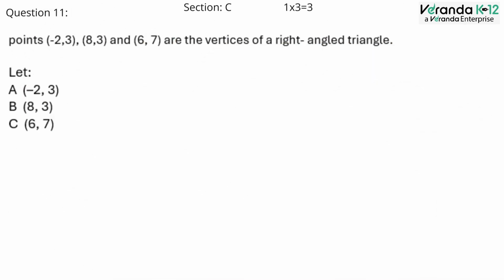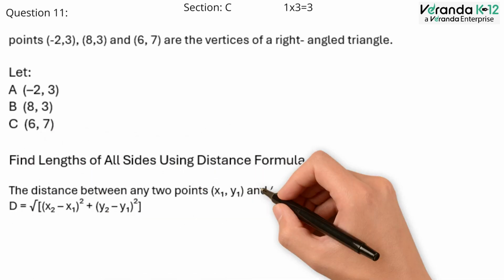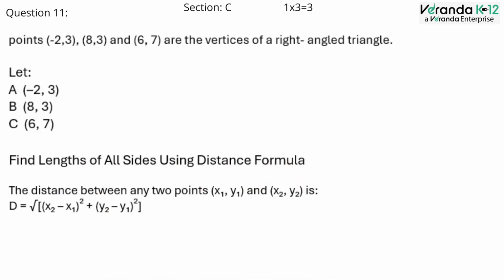So the next question is from section C, 11th question. Show that the points (-2, 3), (8, 3) and (6, 7) are the vertices of a right angle triangle. So let us keep the points as A of (-2, 3), B of (8, 3) and C of (6, 7).